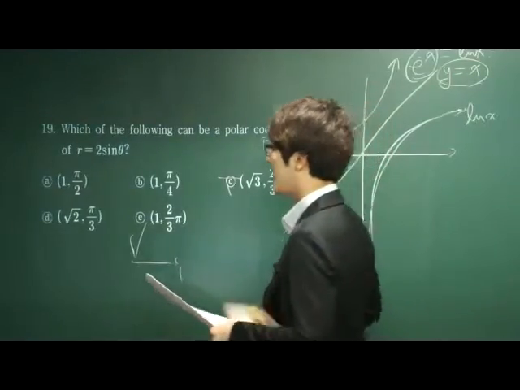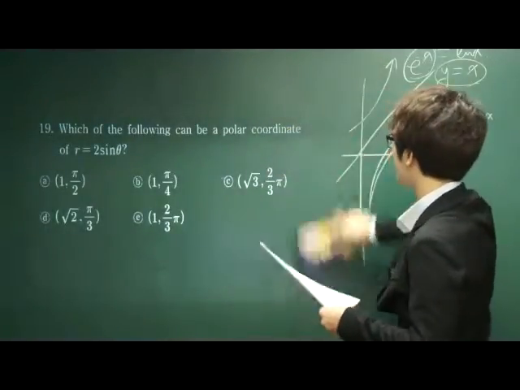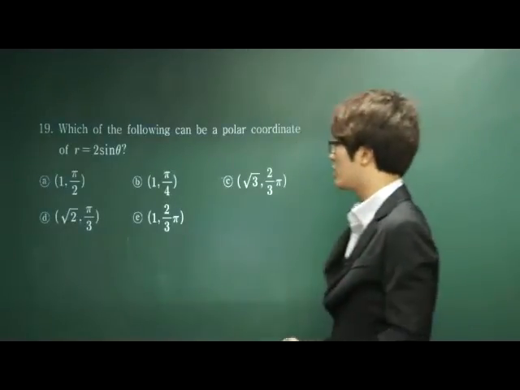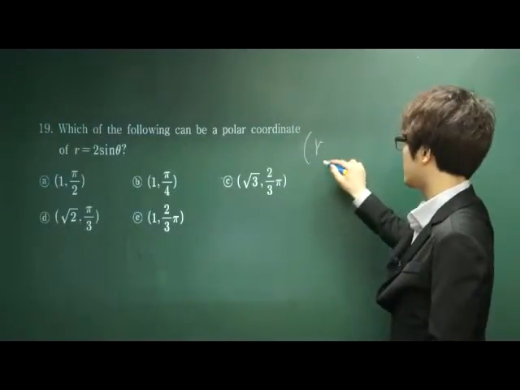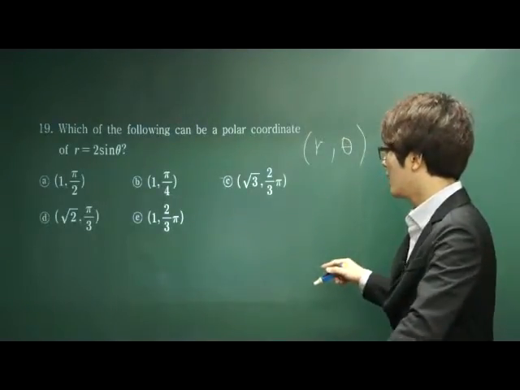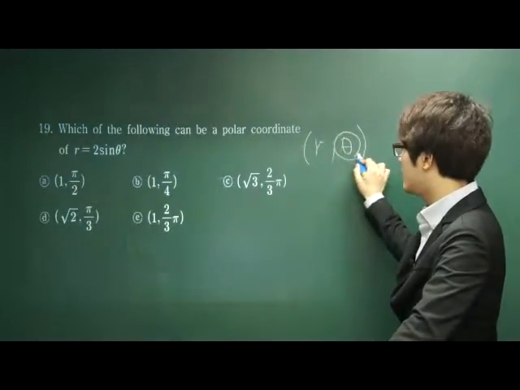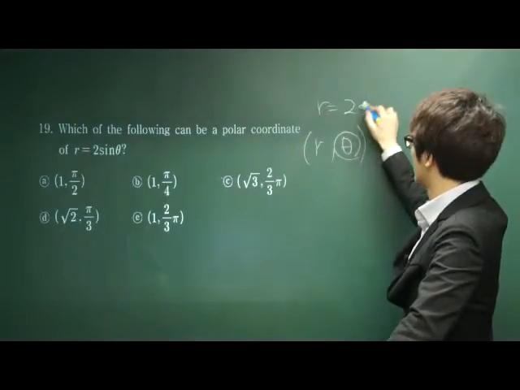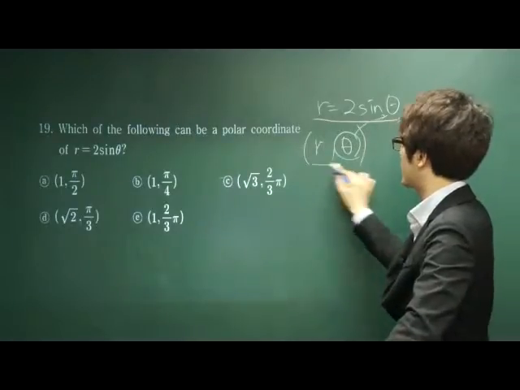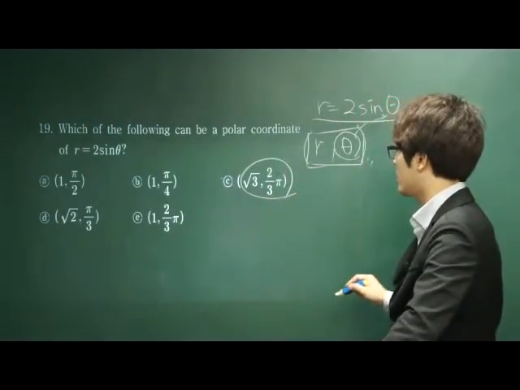Okay, let's move on to number 19. Which of the following can be a polar coordinate of r equals 2 sine theta? For this kind of problem, this is probably the easiest question, right? The polar coordinate is radius, comma, theta, right? So if you put the theta value in place of theta here, then this equation should be satisfied. Accordingly, C is the only answer choice that can be right.